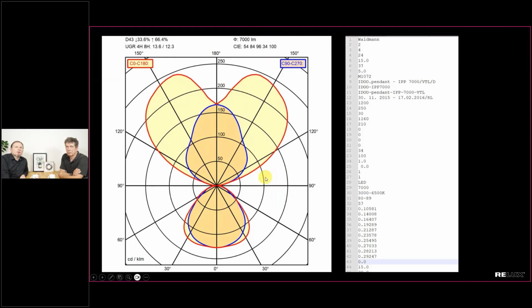Okay, here we can see a really typical old school LDC, a light distribution, or luminous intensity distribution curve to be correct, but LDC. Here you can see in 2D what we try to express in Relux in 3D, and what we also use in reality in 3D. Here we have two of these planes. This is the C0 plane and the C180 plane.